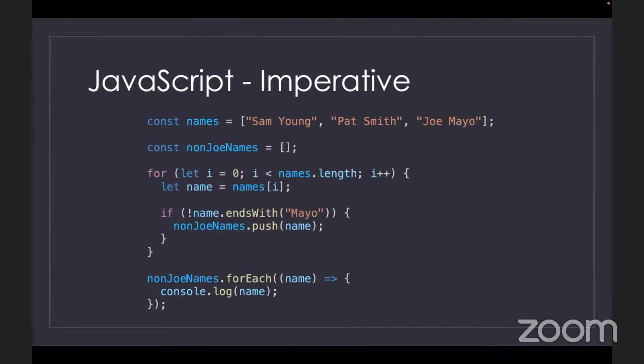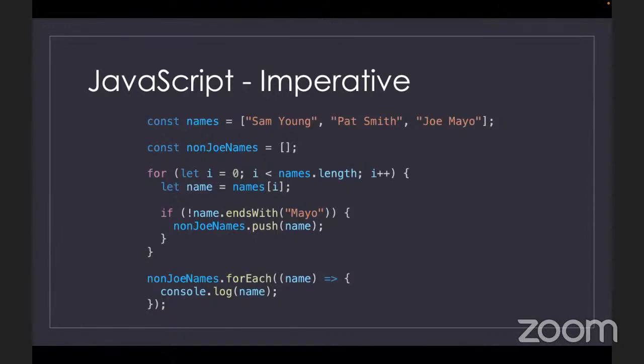If you look at this code, we've got a typical for loop, and it iterates. It's got a counter, and every time I go through the loop, I grab a name out of names, and then I have a condition in an if to make sure that the last name is not Mayo before I put it in the non-Joe names array. Then I print each one out. It's kind of interesting because you can see the for loop right there, and then you see me using forEach down at the bottom. That forEach is just a little bit more declarative than the for loop above it.